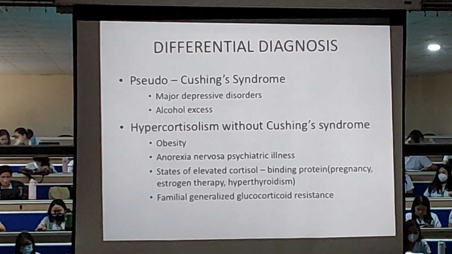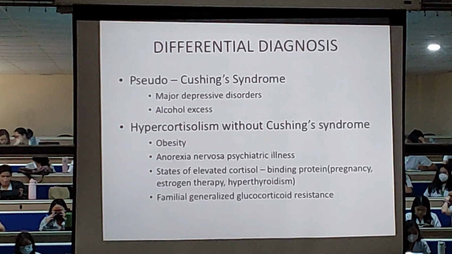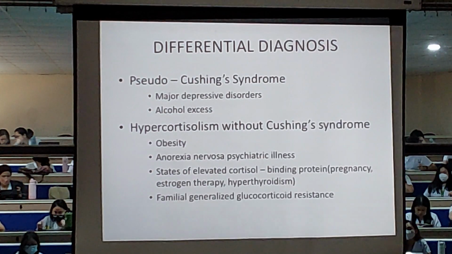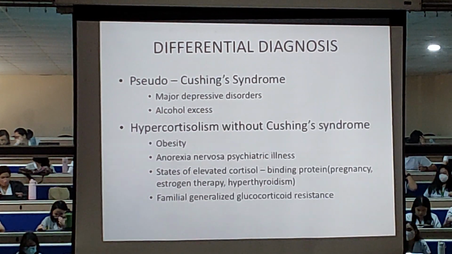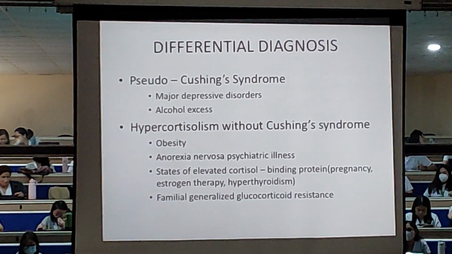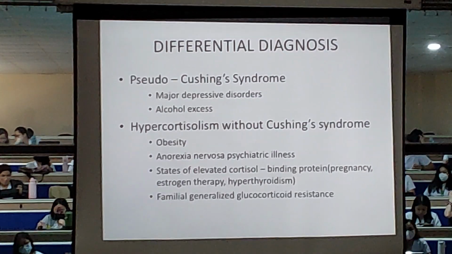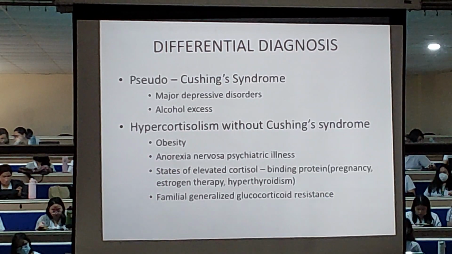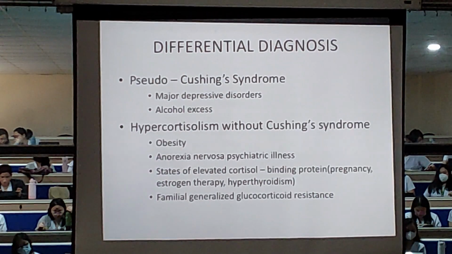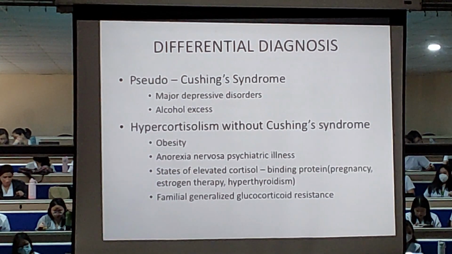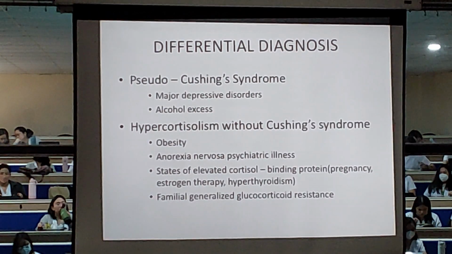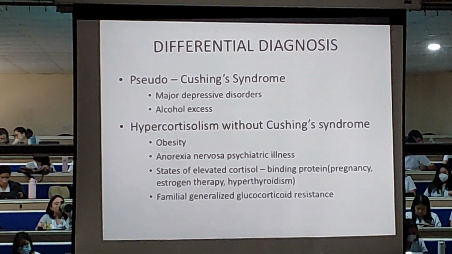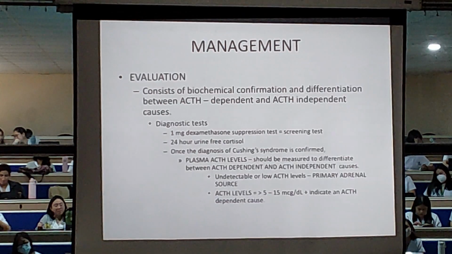The differential diagnosis would include pseudo-Cushing syndrome, usually seen in major depressive disorder and alcohol excess. Or it can be hypercortisolism without Cushing syndrome, such as in patients with obesity, anorexia nervosa, states of elevated cortisol-binding protein, pregnancy, and familial generalized glucocorticoid resistance. These are the differential diagnoses.